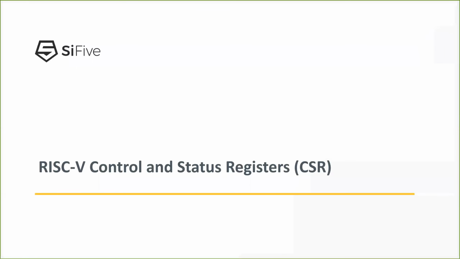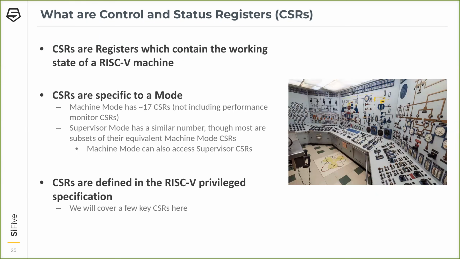Now let's take a look at some of the RISC-V control and status registers. Control and status registers are registers that contain the working state of the RISC-V machine. CSRs are also specific to a mode. Machine mode has about 17 CSRs, not including the performance monitors. Supervisor mode also has a similar number of CSRs. Most of these are subsets of the machine mode CSRs, although some are unique, and we'll touch on one or two of those a little bit later. The CSRs are defined in detail in the RISC-V privilege specification, but we'll cover a few here as well.